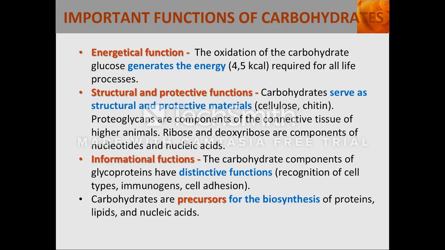One example is cellulose, used in the cell walls and in the extracellular structures of plants. Another is chitin, which forms the exoskeletons of crustaceans and insects. Proteoglycans are components of the connective tissue of higher animals. Ribose and deoxyribose are components of nucleotides and nucleic acids.